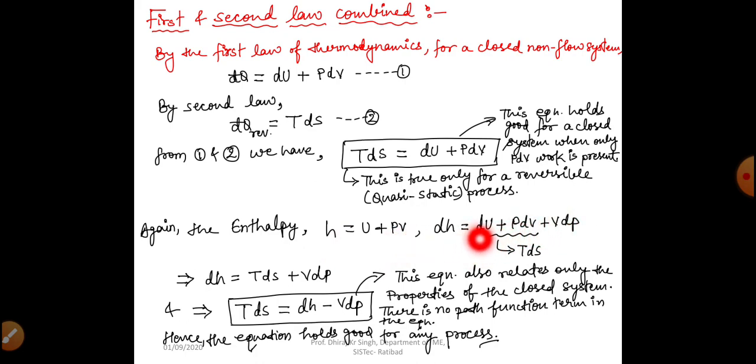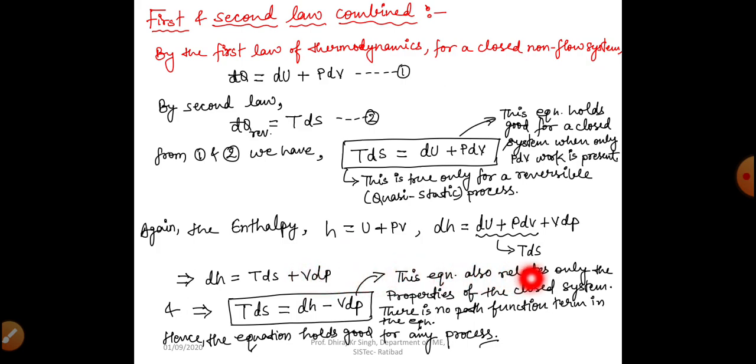And when we take this dU plus PdV expression together, this will become TdS with the help of the equation TdS equal to dU plus PdV. So dU plus PdV becomes TdS. So now dH equal to TdS plus VdP, and finally we can write TdS equal to dH minus VdP.